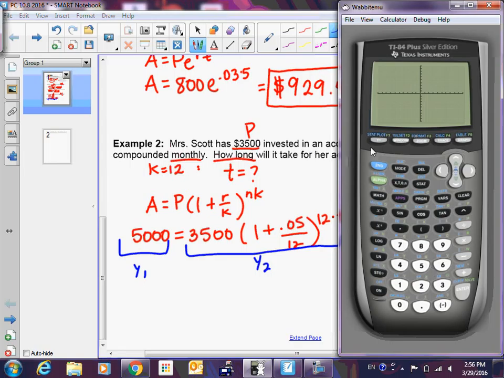Because it's 5,000. And it's 5,000 and Y equals, so I need to make my Y max at least 5,000. I'm going to make it 5,500. Now, I may need to change the X max as well. X is representing time, so I don't know that yet. So I'm just going to press graph. And if I can see the intersection, great. If I need to change the X max, then I will do that.